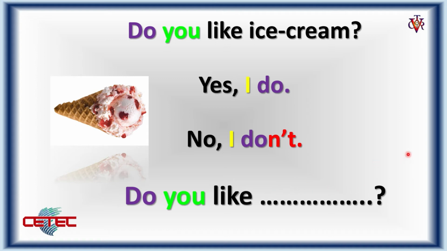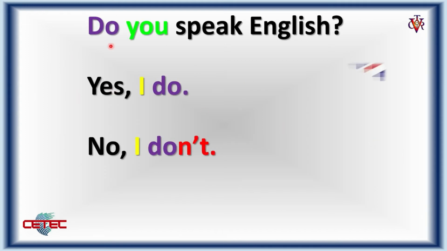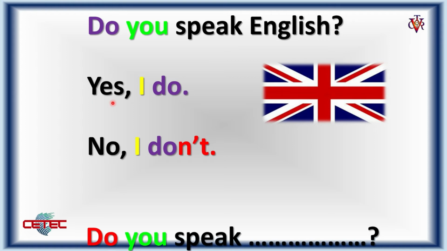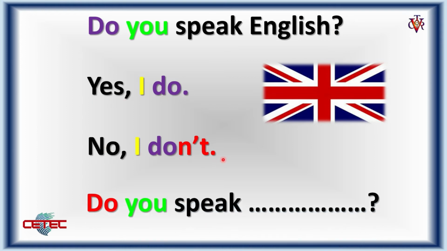Let's see another example. Do you speak English? Yes, I do. No, I don't. Here, the auxiliary do, the subject you, and our complement speak English. Yes, I do. The answer in a positive form is yes, then the subject and the auxiliary. In a negative form, it's no, comma, subject I and the negative don't.